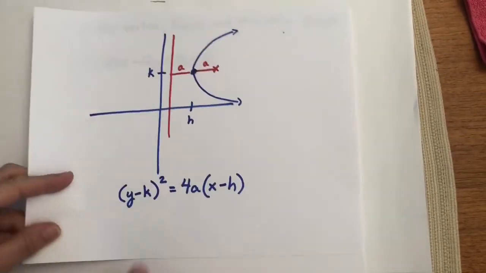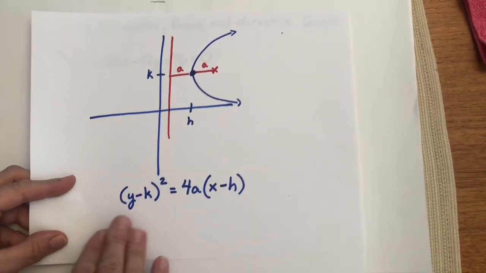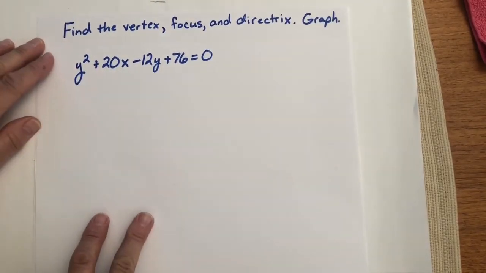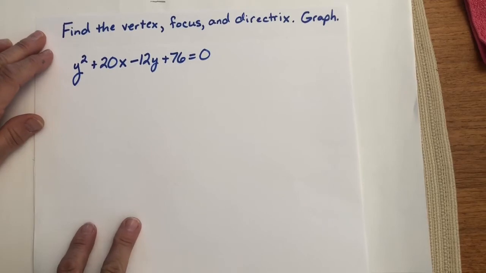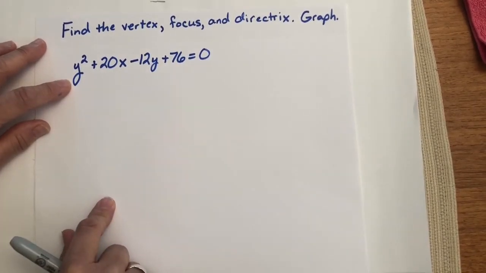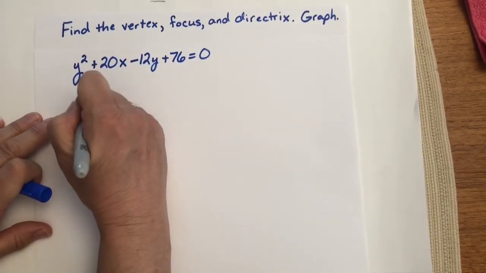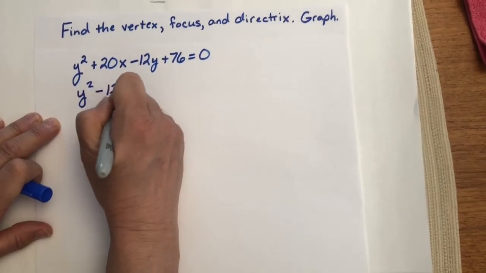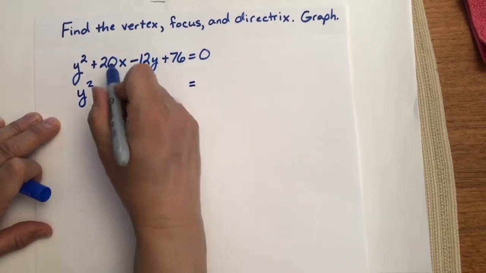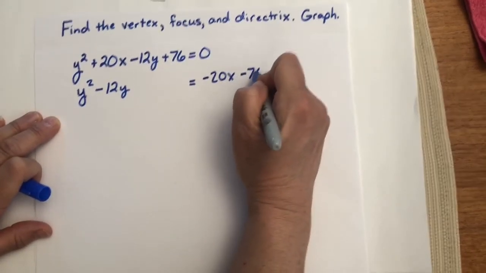And we do need to make sure that we complete the square with whatever is quadratic, whatever is to the second power. So in this case, it's our y that is to the second power. So I know I'm going to have to complete the square with respect to y, because we have a y squared and we have this other y term over here. So let's gather those terms together on the left. Y squared minus 12y. And I want everything else on the other side. That means I'm subtracting 20x and I'm subtracting 76.